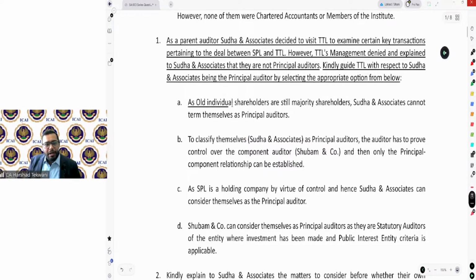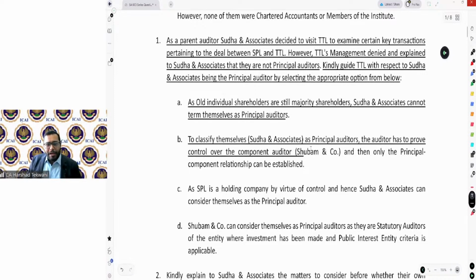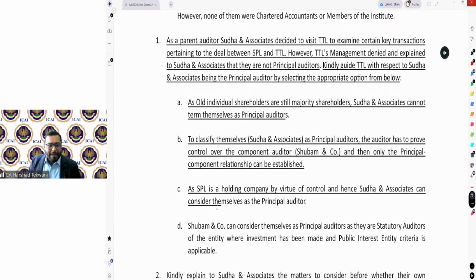As the old individual shareholders are still majority shareholders, Sudha and Associates cannot term themselves as the principal auditors. To classify themselves as principal auditors, the auditor has to prove control over the component auditor, and then only can the principal auditor relationship be established. As SPL is a holding company by virtue of control, Sudha and Associates can consider themselves as a principal auditor. Shubham and Company can consider themselves as a principal auditor, as they are the statutory auditor of the entity where the investment has been made and public interest entity criteria is applicable.